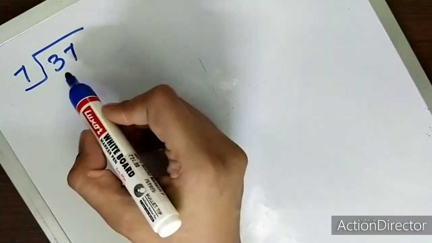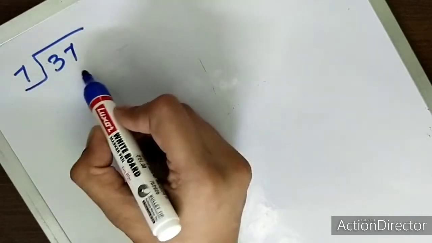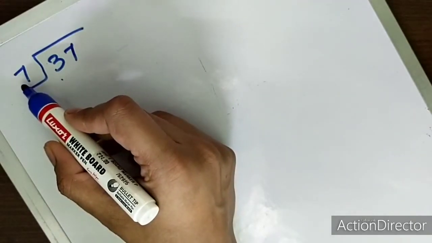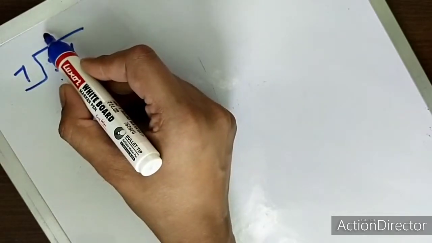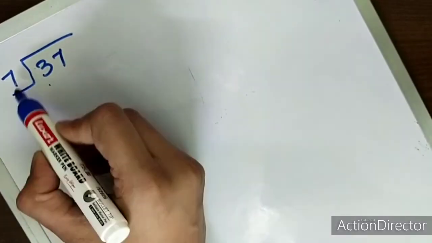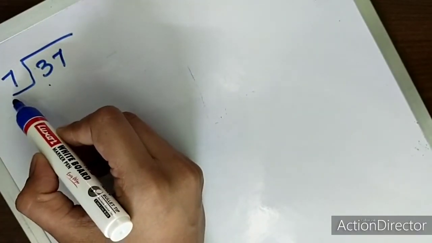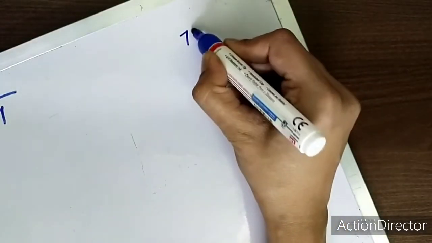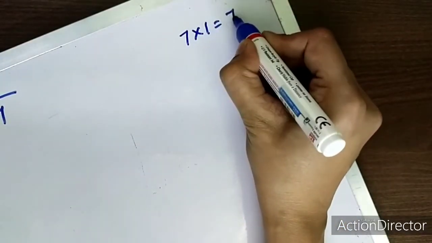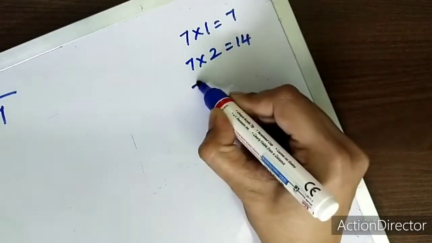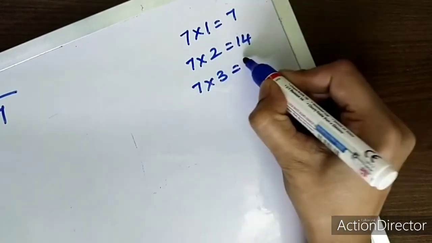We are going to divide 37 by 7. 37 is the dividend and 7 is the divisor. We are going to find the quotient Q and remainder R. First, what table are we going to use? 7 tables. Shall we write the 7 tables? Yes. 7 ones are 7. 7 twos are 14. 7 threes are 21.